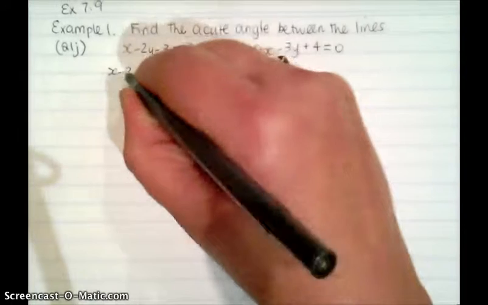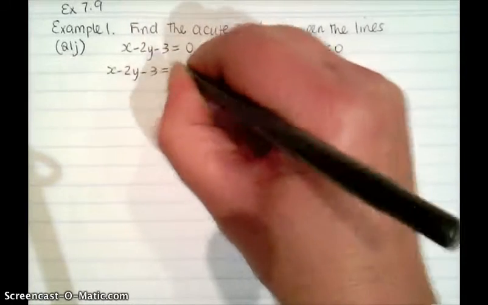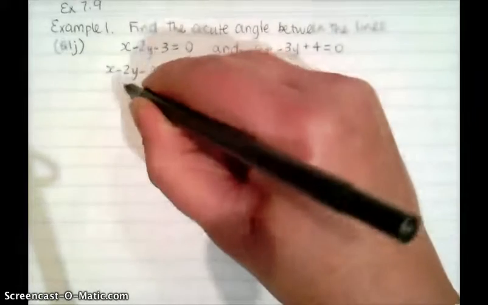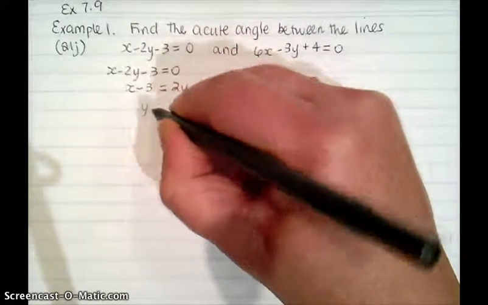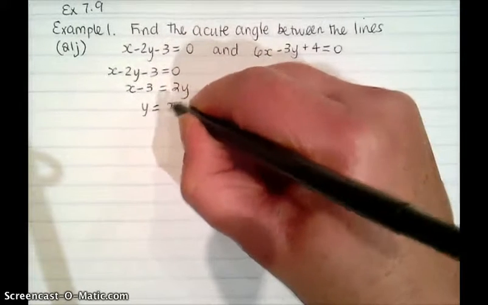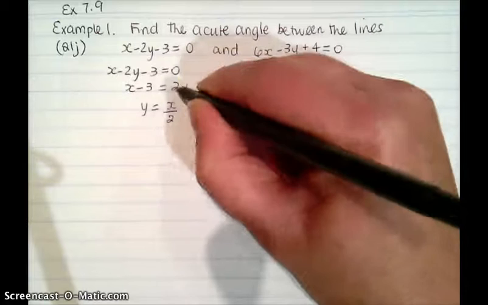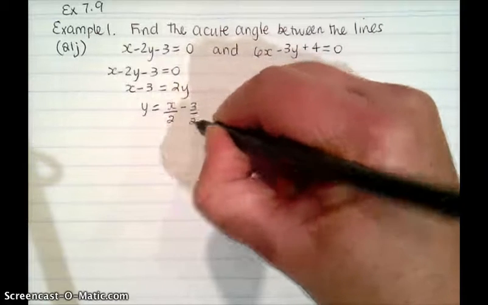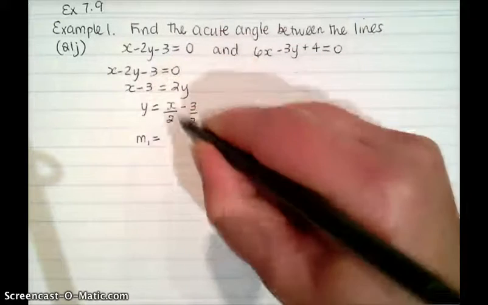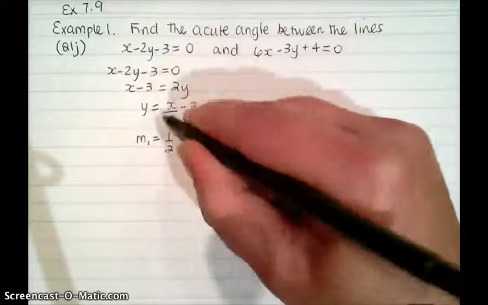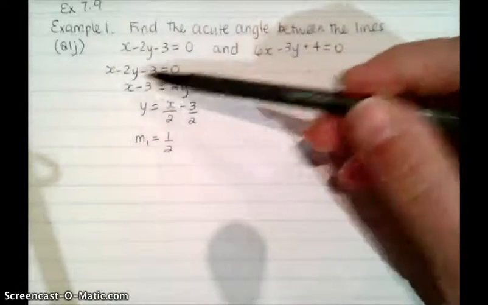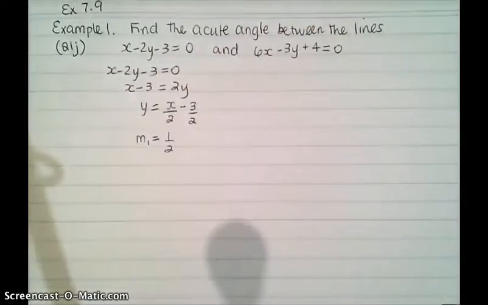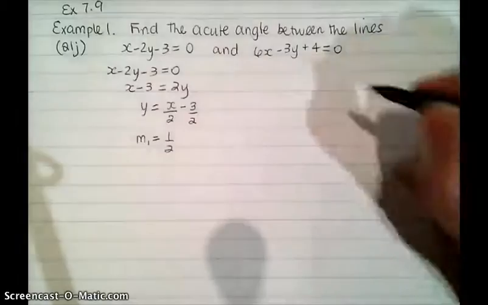We've got x minus 2y minus 3 equals 0. I'm going to take the 2y to the other side, and I'm going to get x minus 3 equals 2y. Now, if I divide everything by 2, I get y equals x over 2 minus 3 over 2. Therefore, the gradient of this line is a half, remembering it's the coefficient of the x when your equation is in the form y equals mx plus b. Okay, let's look at the second line.